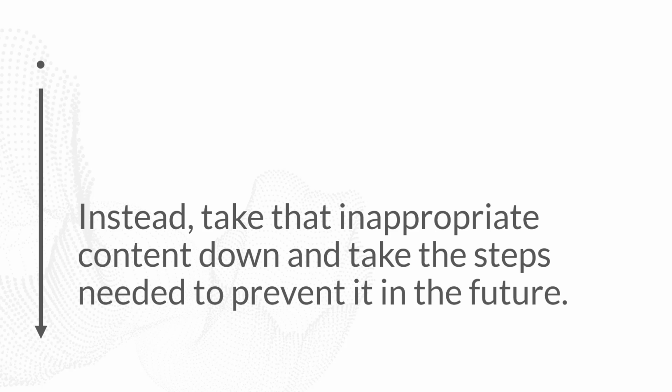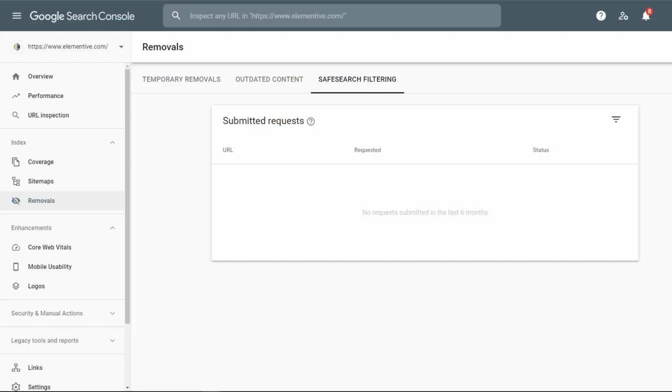If you find inappropriate content on your own website, take it down as quickly as you possibly can and make sure that you understand why that inappropriate content appeared and put in place the protocols and the programs you need to make sure that inappropriate content doesn't resurface. That also applies to any unsafe content that is reported in Google Search Console. If other people are reporting unsafe content exists on your website, you want to address that right away.